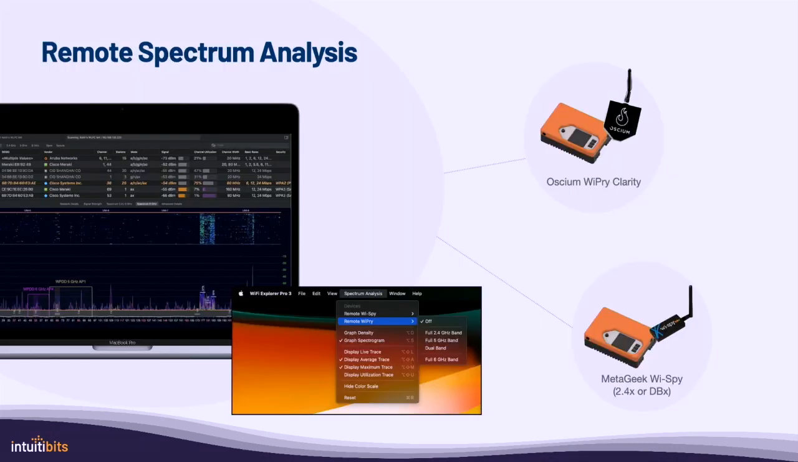For the remote spectrum analysis, as I said, you connect your spectrum analyzer to the WLPC, and when you run the remote scan on Wi-Fi Explorer, you can choose to also start the spectrum analysis. You get both the Wi-Fi data and the RF data from the spectrum analyzer, and you display it in Wi-Fi Explorer. At least for the WLPC, it's also plug and play. You just connect it, and it should work.